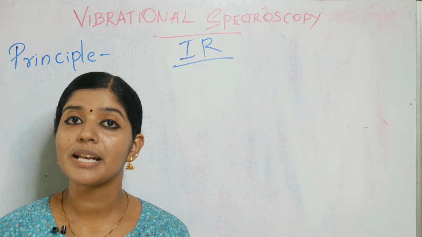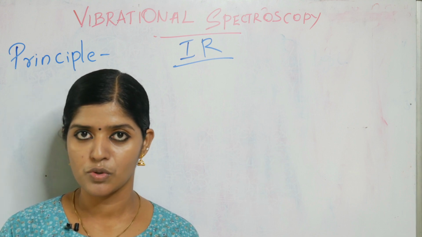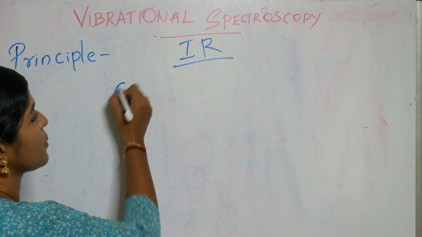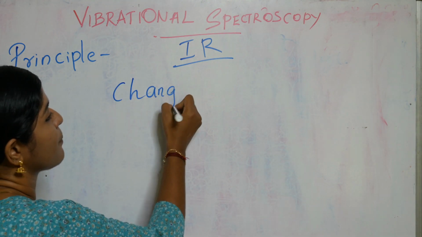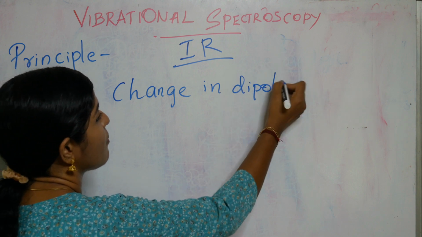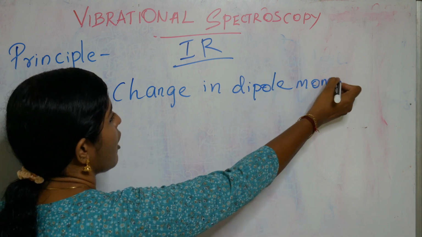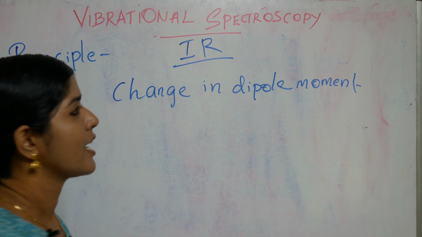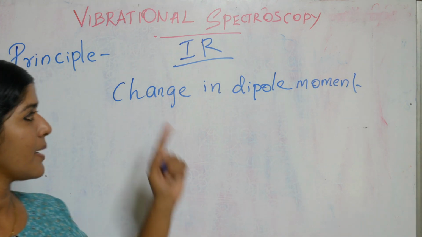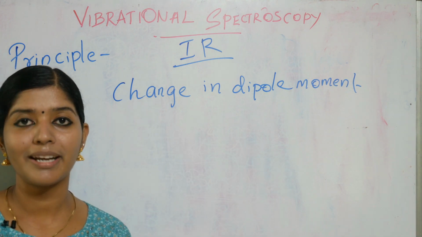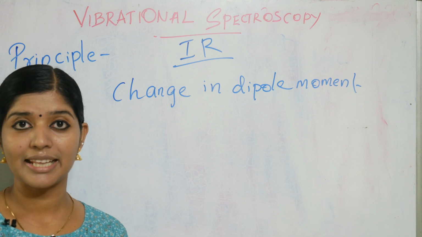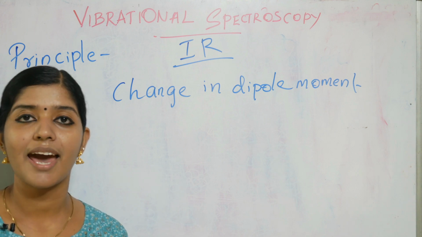Now, what is the principle of infrared spectroscopy? The principle of infrared spectroscopy is that there should be a change in dipole moment. Only the molecules which exhibit a change in dipole moment will give a spectrum in IR spectroscopy, or we can say that those molecules will be IR active.